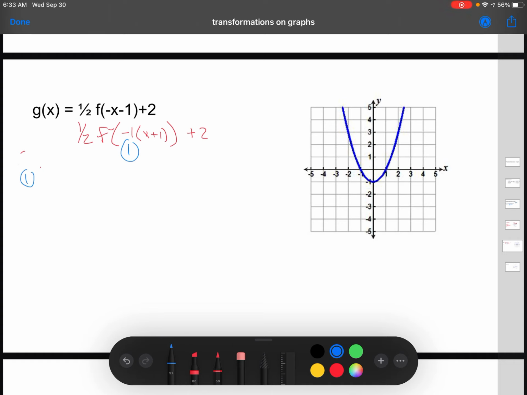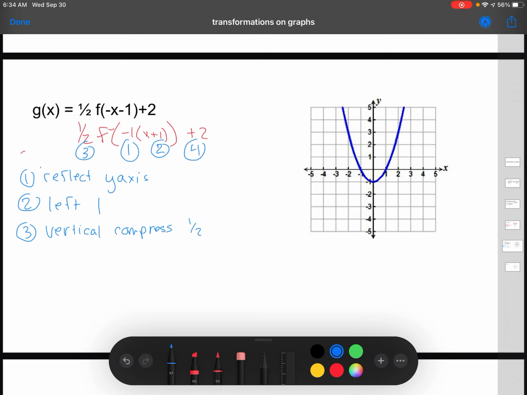So first we reflect the y. Go left 1. Vertical compression by half again, and then go up 2.